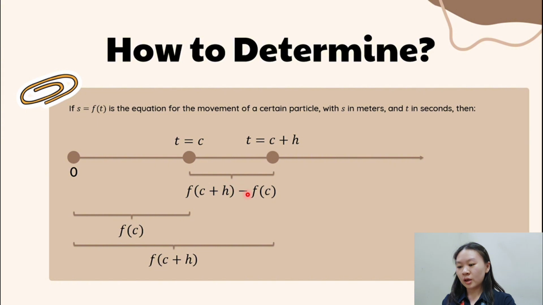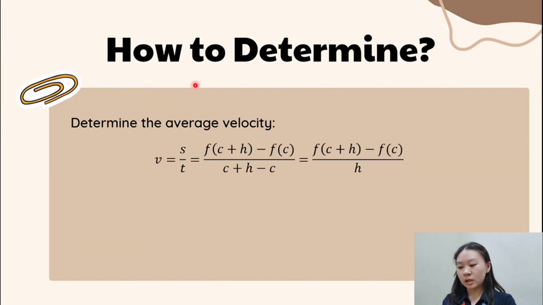Next, we can determine the average velocity with the formula v equals delta s over delta t. This is the delta s, or the difference in distance, and this is delta t, the difference in seconds. So when we substitute from the earlier function that we have, we get f(c plus h) minus f(c) over c plus h minus c. This is for the difference, and we simplify it and it will become f(c plus h) minus f(c) over h.